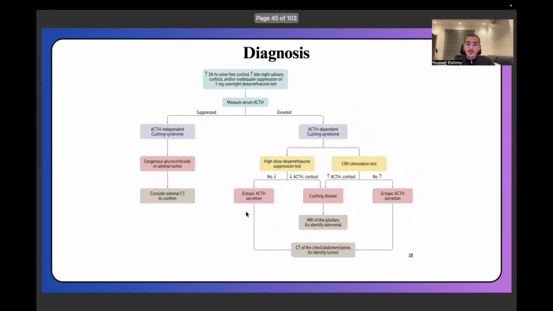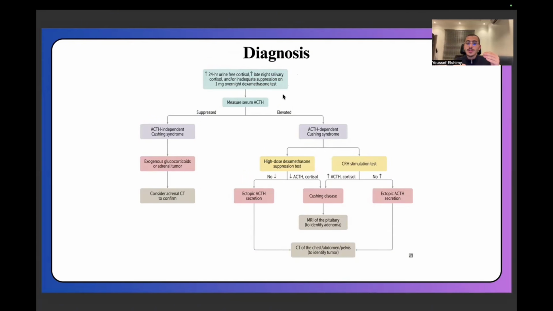In order to diagnose it, first, we go with a simple test. We go with a 24-hour urine-free cortisol or late-night salivary cortisol. So either we collect urine and we measure the free cortisol in the urine. If it's increased, we have a diagnosis of Cushing syndrome, or we take a late night salivary cortisol, because at late night when you're sleeping, cortisol is supposed to be at its lowest. So if there's increased late night cortisol levels, then you have Cushing syndrome.